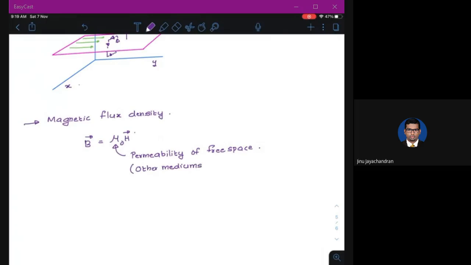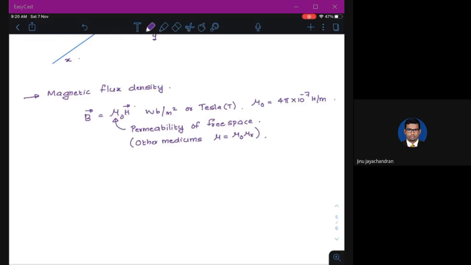you have mu, which is equal to mu 0 into mu r, where mu r is the relative permeability. And mu 0, the value is given as 4 pi into 10 raised to minus 7 Henry per meter. And the unit of magnetic flux density is Weber per meter square or Tesla, denoted as T. Magnetic flux density is the magnetic flux per unit area. So if I integrate magnetic flux density over the surface area, you will get the total magnetic flux.